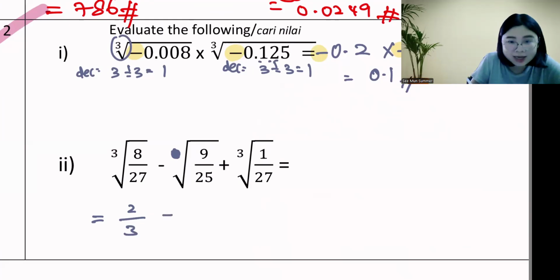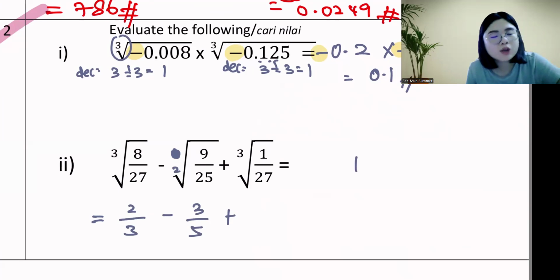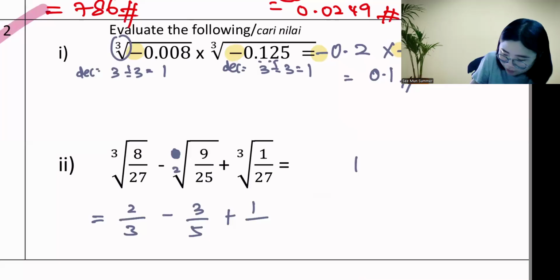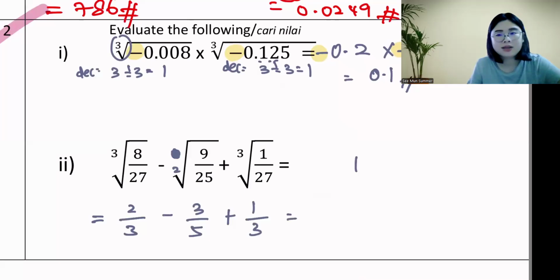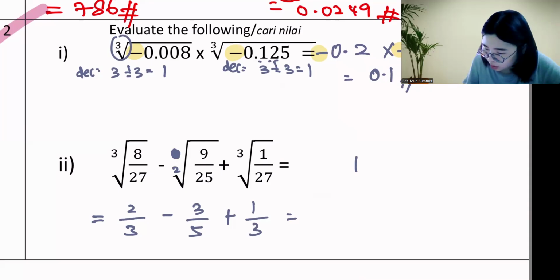Okay? And then this 9. This is square root, not cube root. So square root, it will be 3 and then 5. And then plus 1, 1 is always 1. 1 square also 1, 1 cube also 1, whatever also 1. And then the cube root of 27 is 3. So this is the final one. So then I press calculator, 2 over 3 minus 3 over 5 plus 1 over 3. The answer will be 2 over 5.